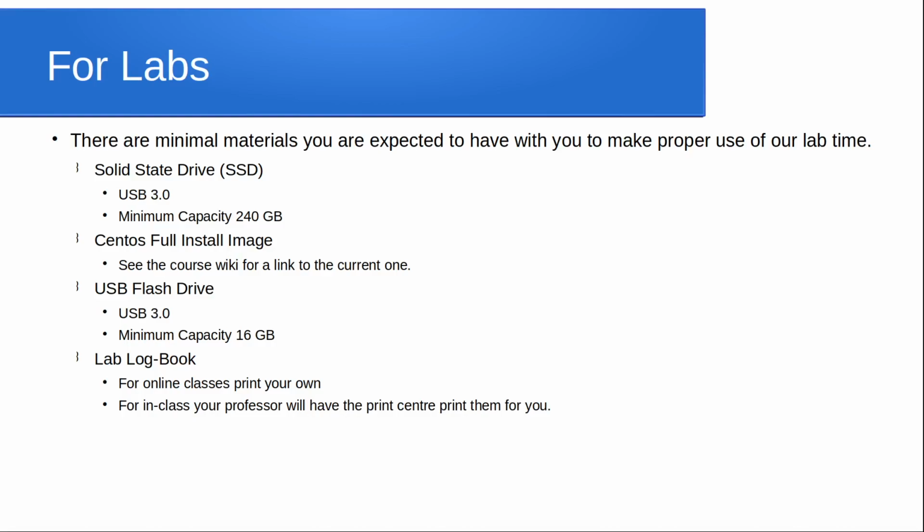For this course, you need to have a USB 3 capable SSD solid state drive. And it says minimum capacity of 240 gigs. Bigger is always better. I'm not sure if you still find them that small anymore, but it's out there. We're going to be using CentOS 7 in this course. There's an image on the wiki that you can download the ISO.